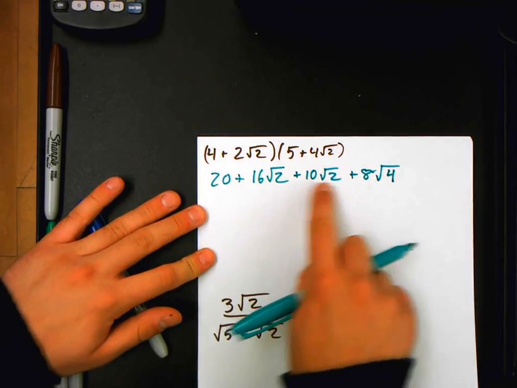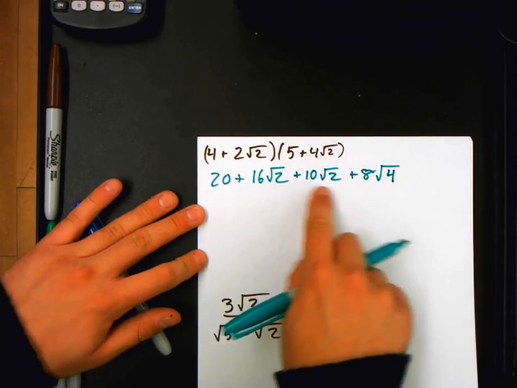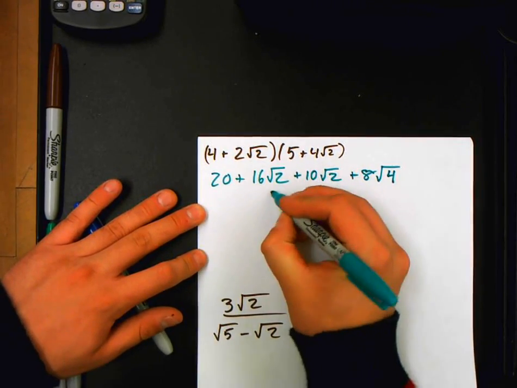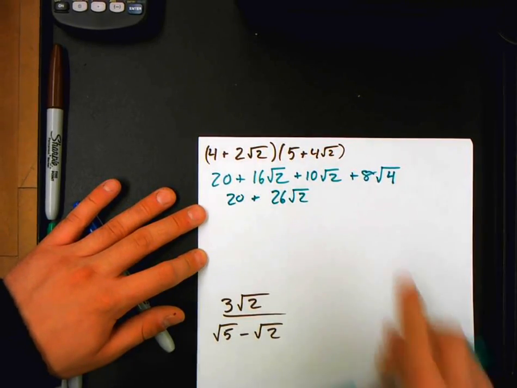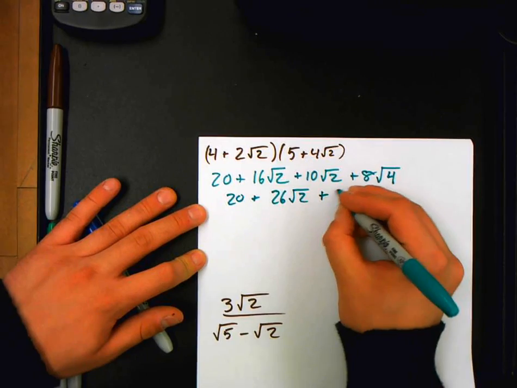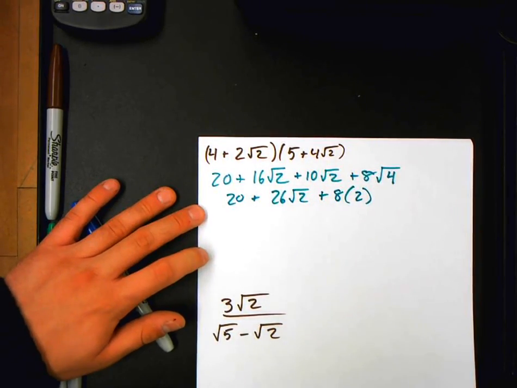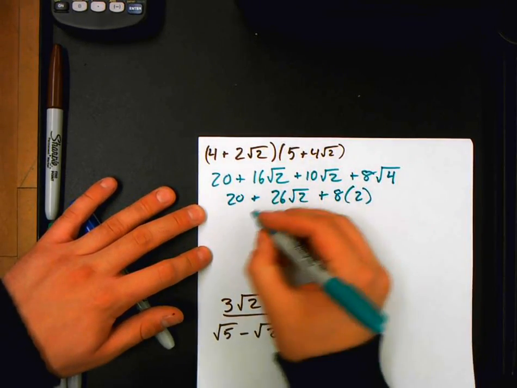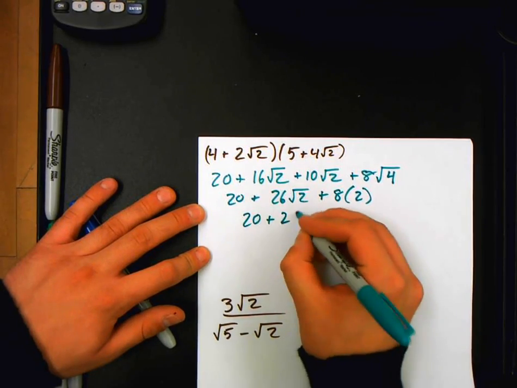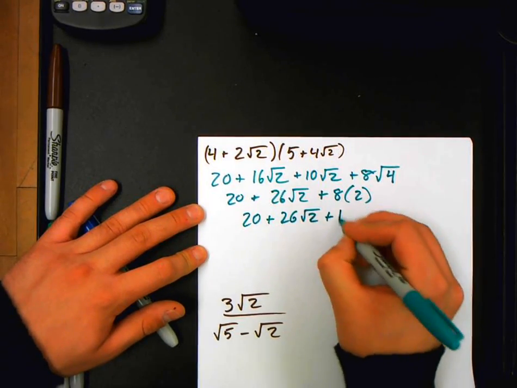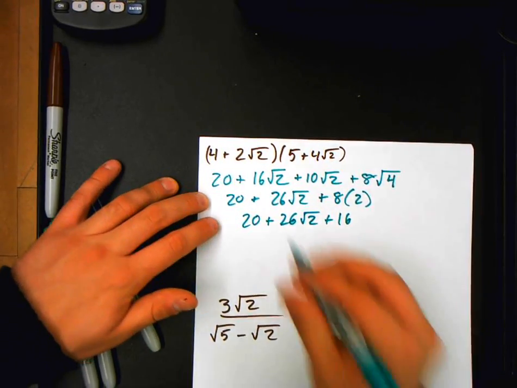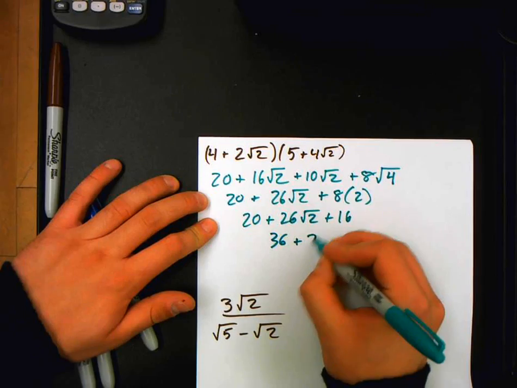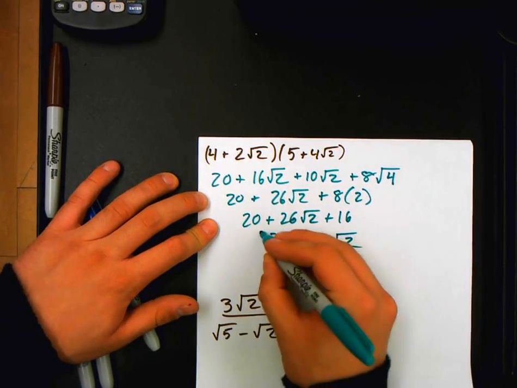These two terms can be combined since I have equal numbers under the radicand. 16 plus 10 is 26 square root of 2. And then the square root of 4 reduces to the number 2. I then multiply these out to get 20 plus 26 square root of 2 plus 16. And these numbers can be combined. 20 and 16 add up to equal 36 plus 26 square root of 2.